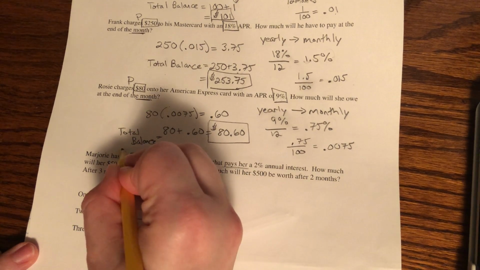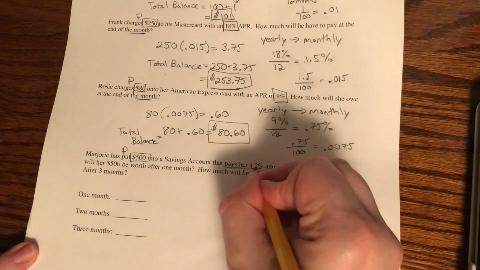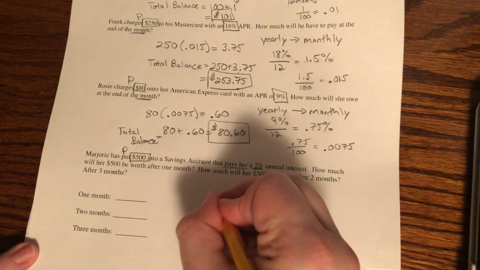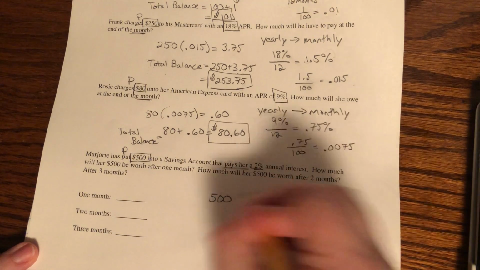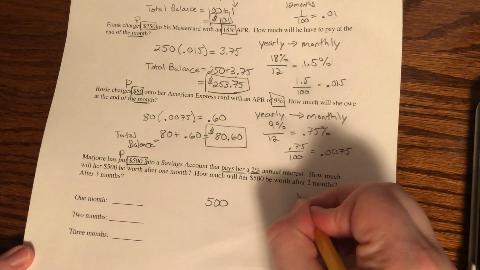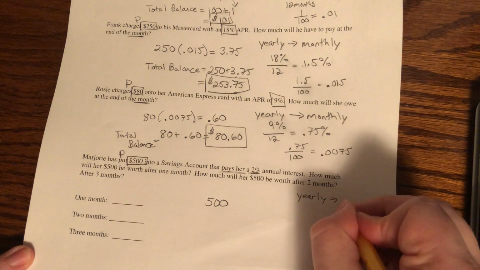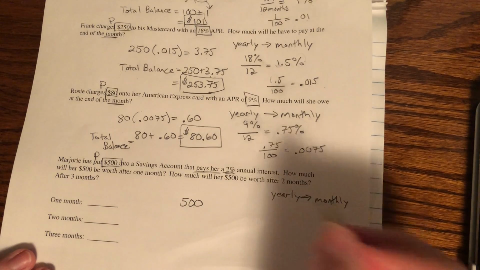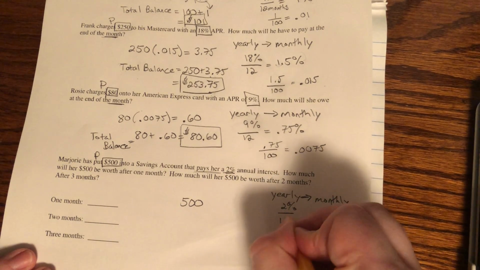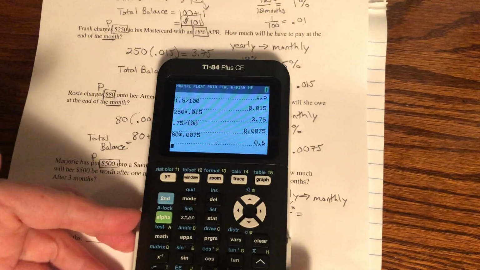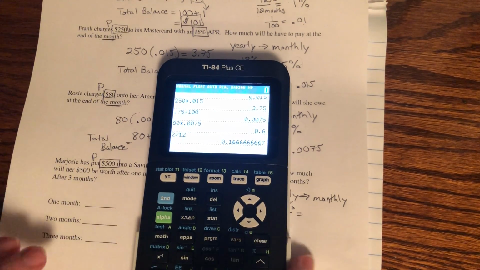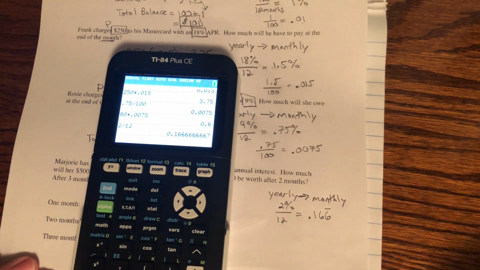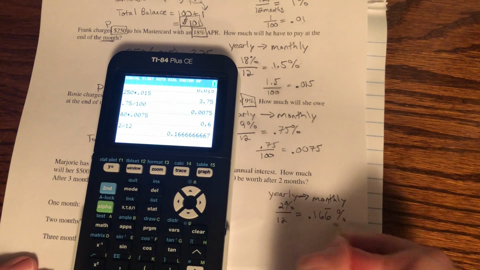Again, her $500 is her principal. And you're looking at an annual interest rate, but we're looking at it being paid out monthly. So we have our $500. Let's turn this 2%. We again need to go yearly to monthly. So let's see, 2% divided by 12. Just 0.166, and that would keep repeating. Now that is still a percent, so I still have to divide by the 100.